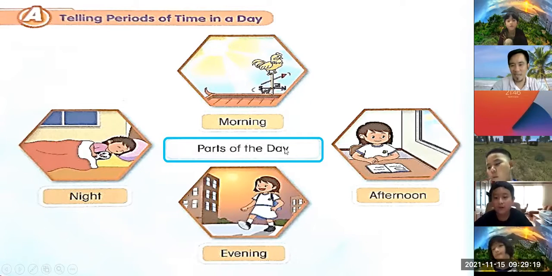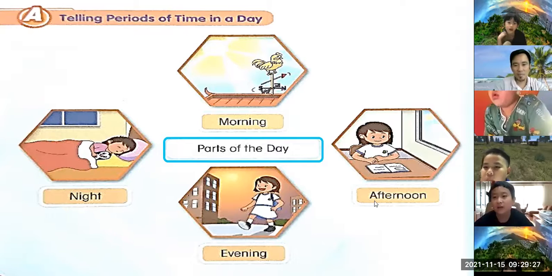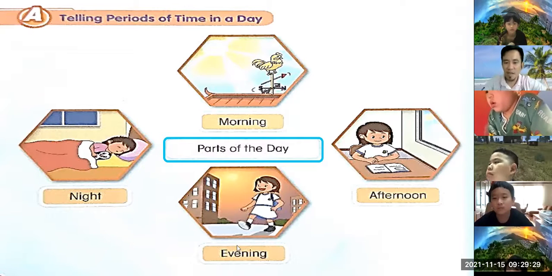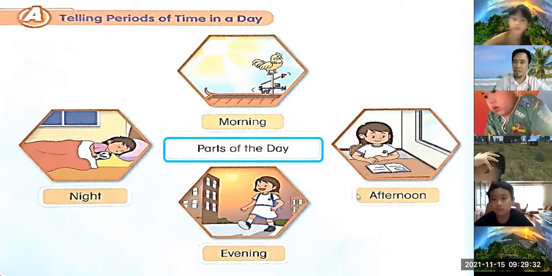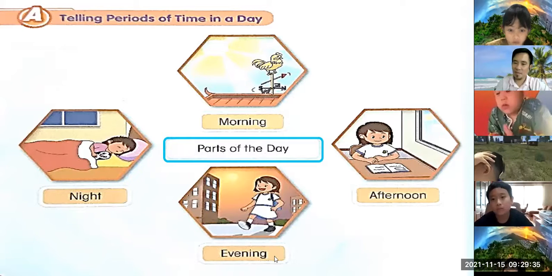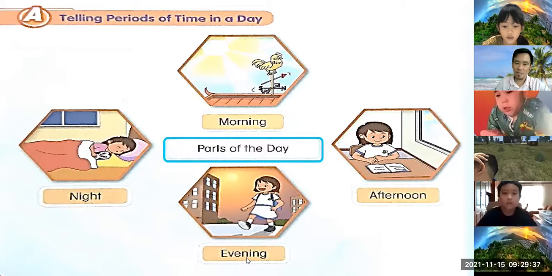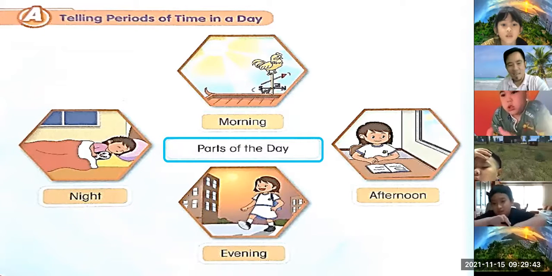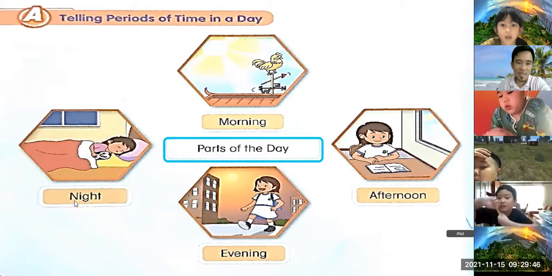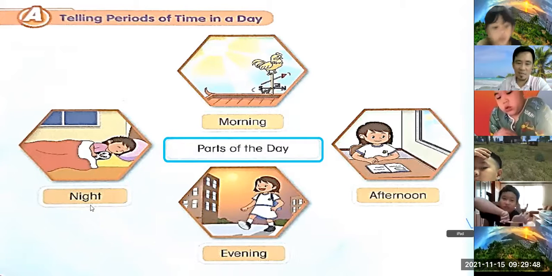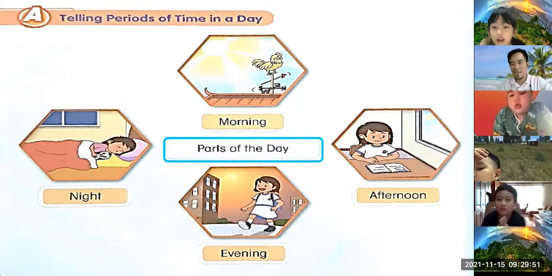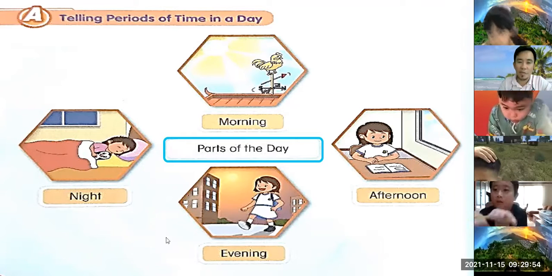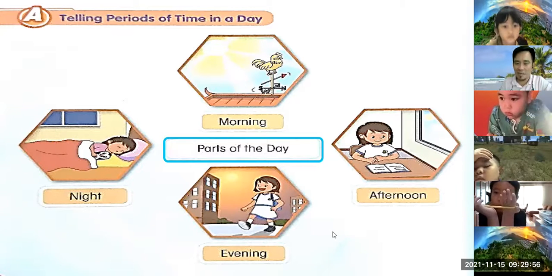M-O-R-N-I-N-G. Morning. How about afternoon? A-F-T-E-R-N-O-O-N. Okay, how about evening? E-V-E-N-I-N-G. How about night? N-I-G-H-T. Okay. So don't forget the words, okay? Because in our test we will have like that.